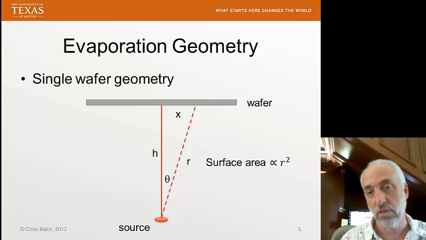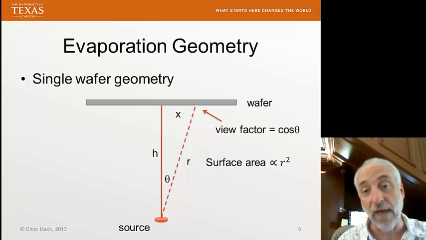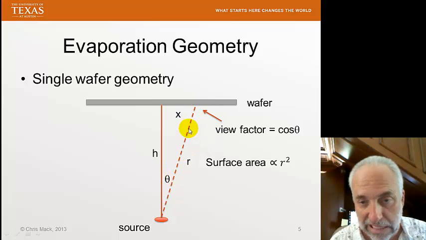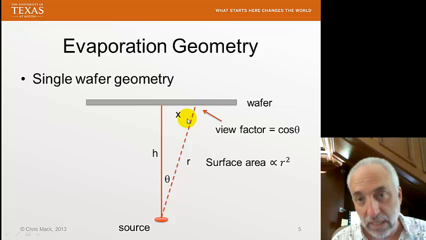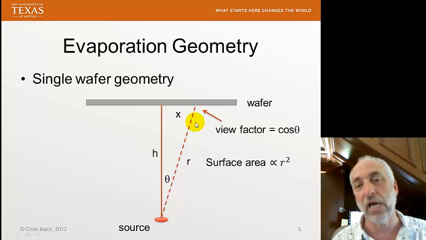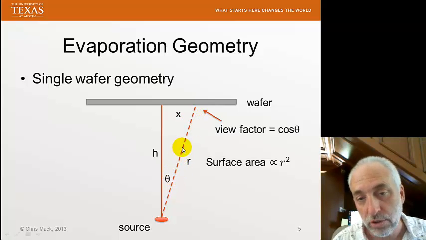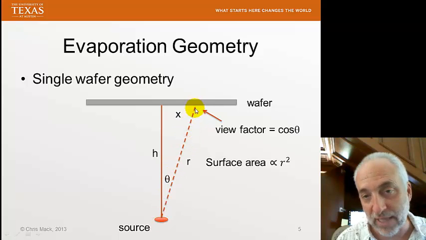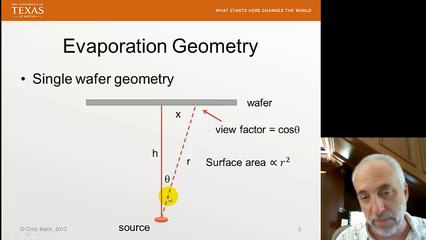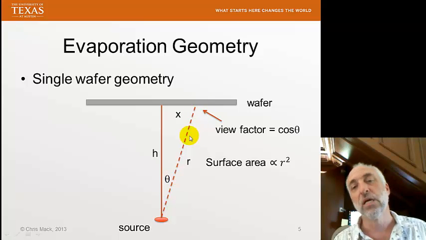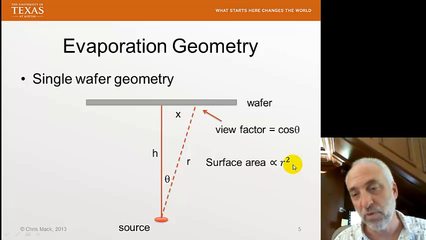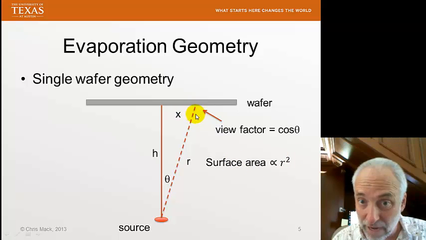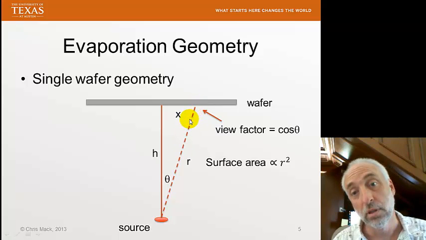That's not the only factor, though. We also have to think about something called the view factor. Now, think about the flux of vapor traveling along this dotted line and hitting the wafer. The flux would be the number of particles per unit time per unit area, and that area will be measured perpendicular to the direction that the vapor is traveling. Any vapor that lands at this x position is going from the source in a straight line along this dotted line. So the flux will be proportional to 1 over r squared because of the surface area factor. But this flux is over an area perpendicular to the direction of travel.